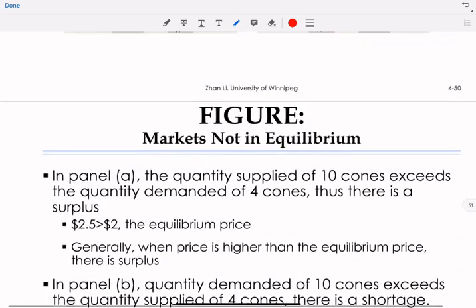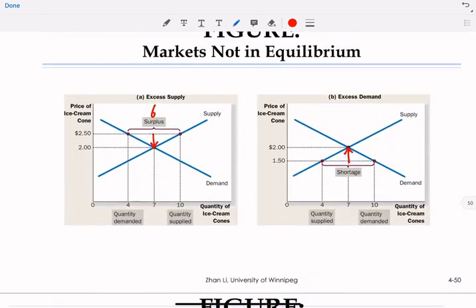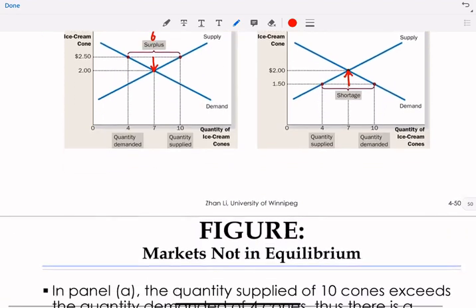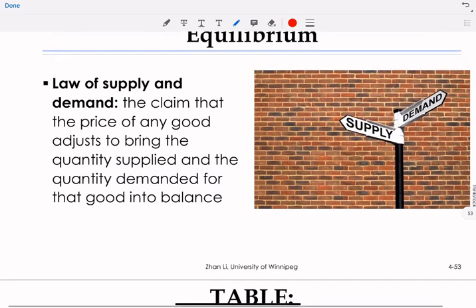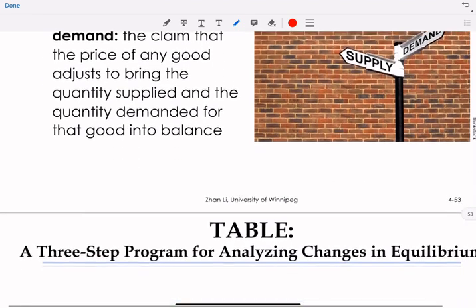Because we said, well, it's possible the market is not in equilibrium. There could be surplus or shortage. However, the competition force will put the market back into equilibrium. So this is essentially the law of supply and demand.